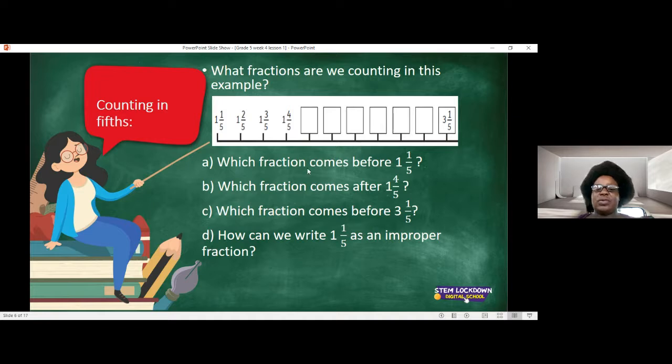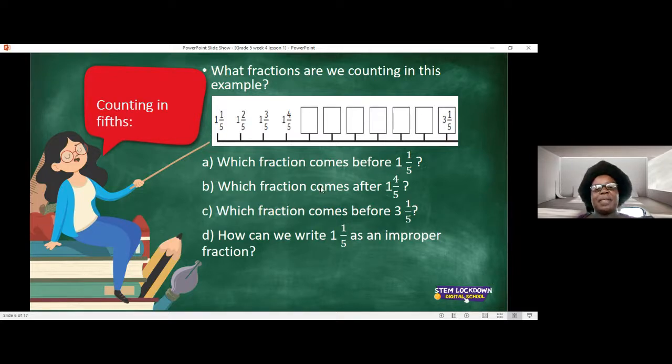And then let's go to the questions. Which fraction comes before 1 and 1 over 5? Here, if I had this part, which fraction will be here? If you said 1 whole, you are right. If you said 5 over 5, you are also right.